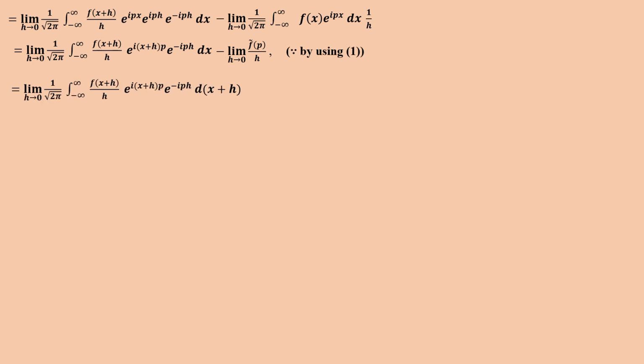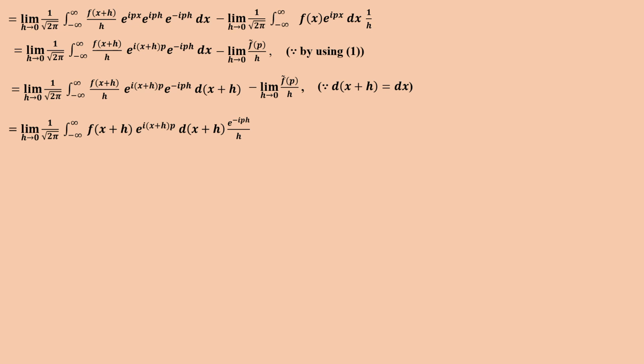Now this is equal to limit h tends to 0, 1 by root 2 pi, integral minus infinity to plus infinity, f of x plus h by h, e power i(x plus h)p, e power i p h. d of x can be written as d of (x plus h). Derivative with respect to x, h is a constant, keeping h as a constant, minus limit h tends to 0, f bar of p by h, right?